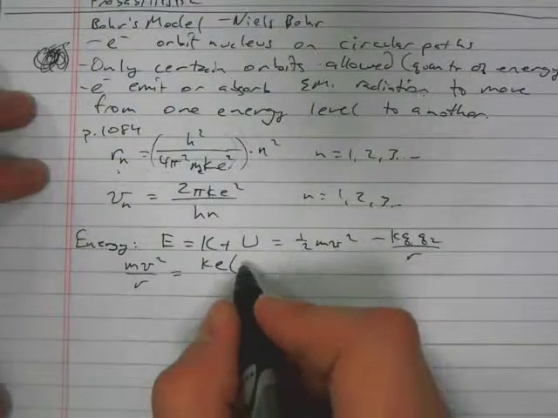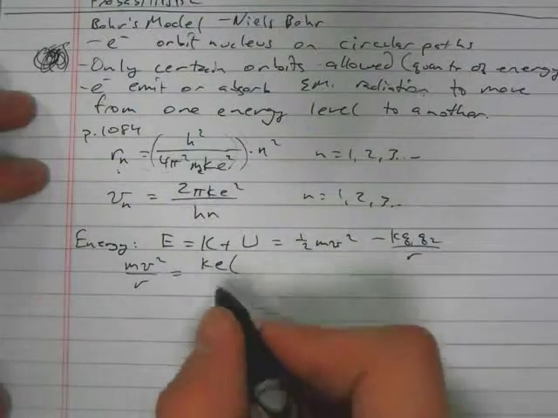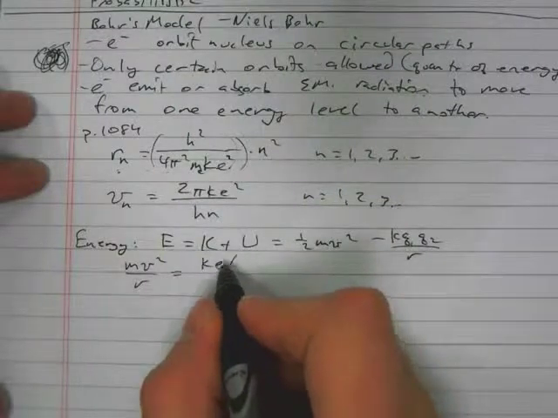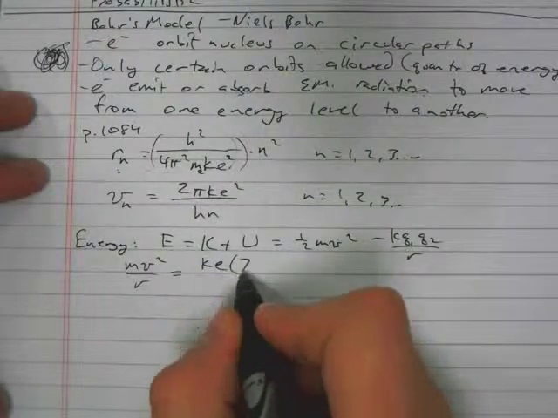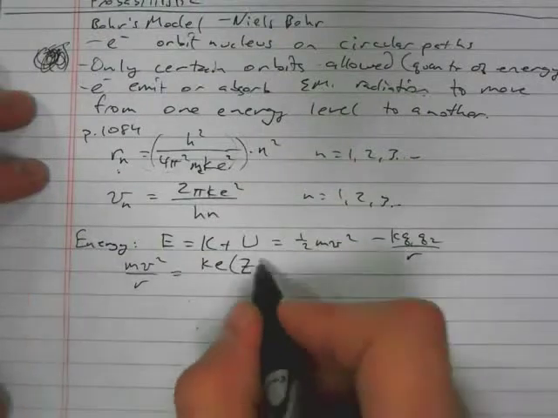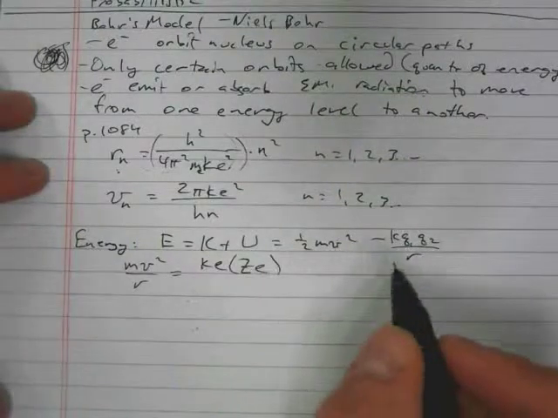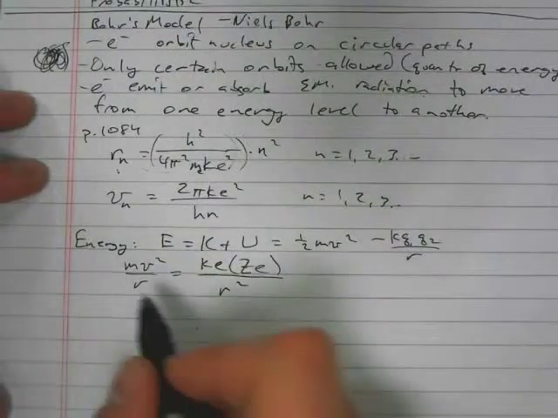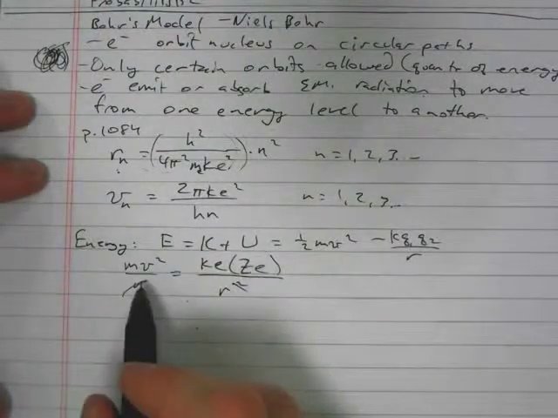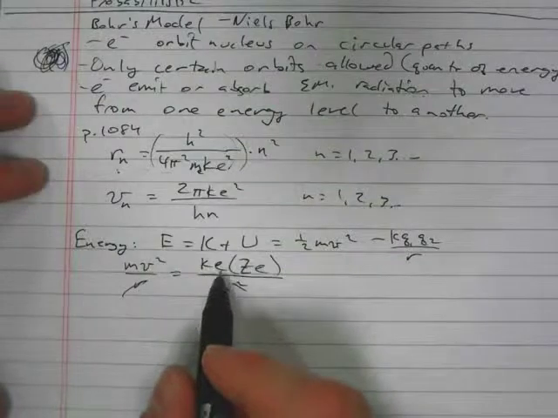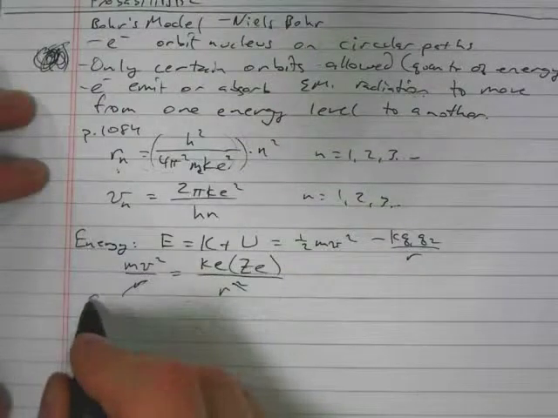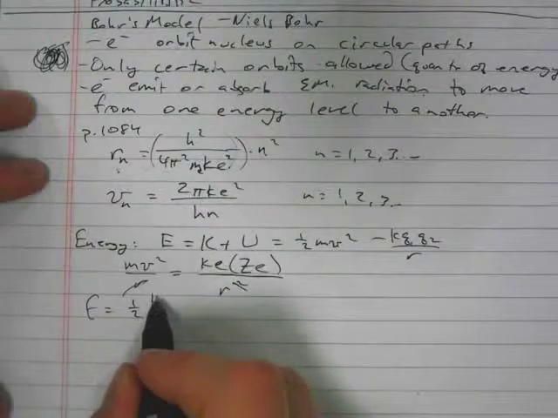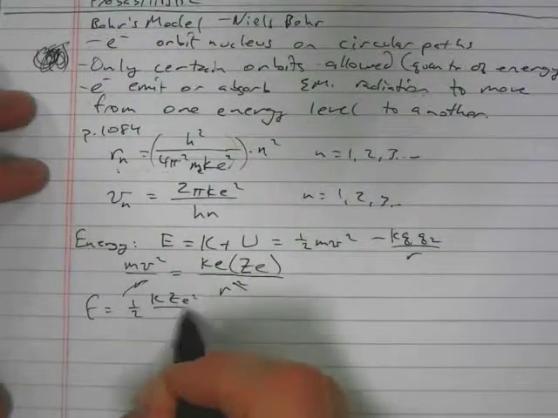And Bohr did this for hydrogen, but it also generalizes to other atoms. So the nucleus has a charge of the atomic number Z times the electron charge. K q1 q2 over r squared. So that gives us that m v squared equals this. Then our energy becomes half k Z e squared over r.